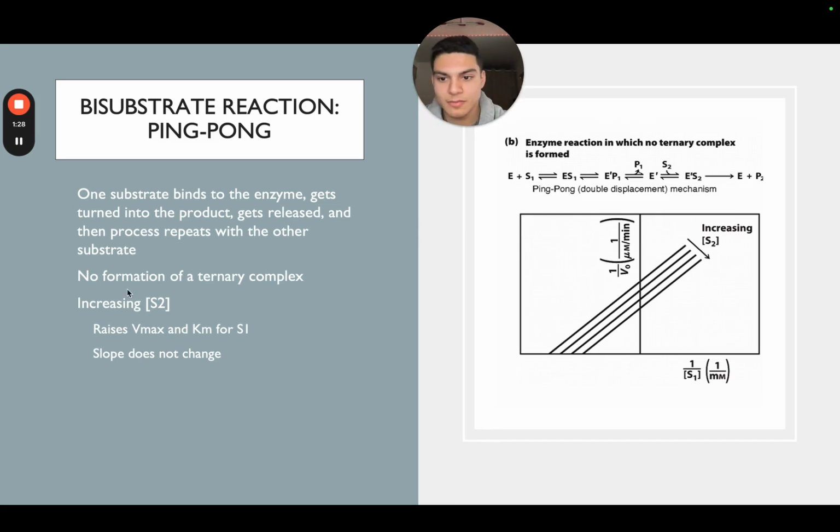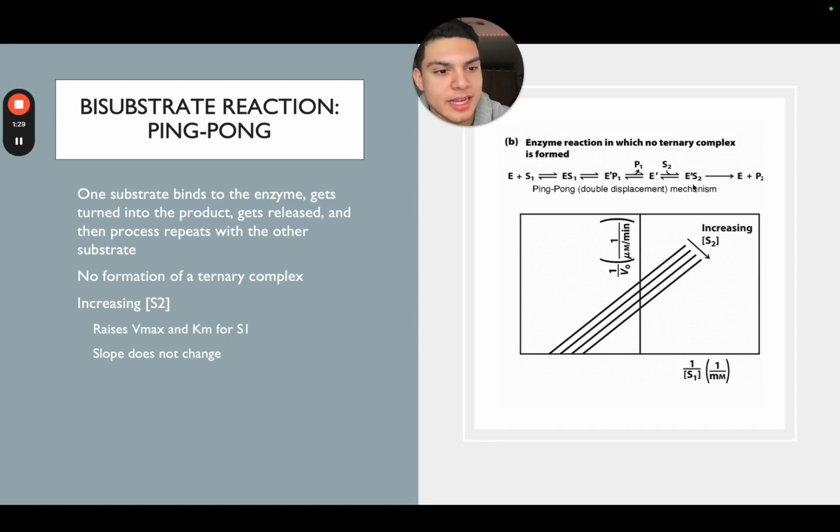So again, there's no formation of the ternary complex. So you'll see that the slope stays the same. Catalytic efficiency stays the same. This makes sense. When we increase S2, we raise the Vmax and Km for S1. How is it possible that this could raise the Vmax?